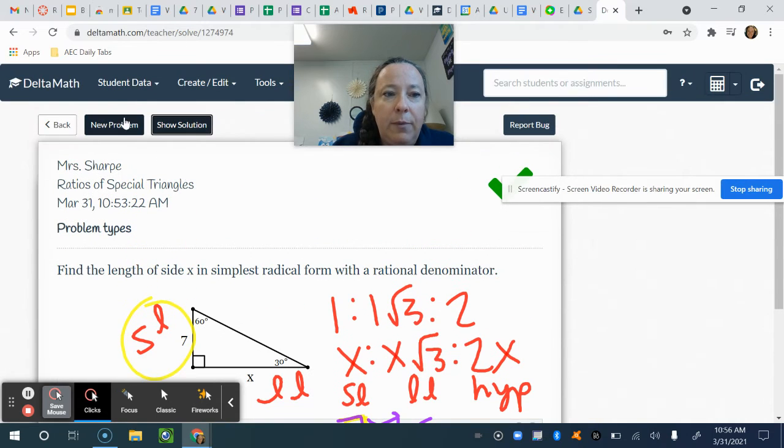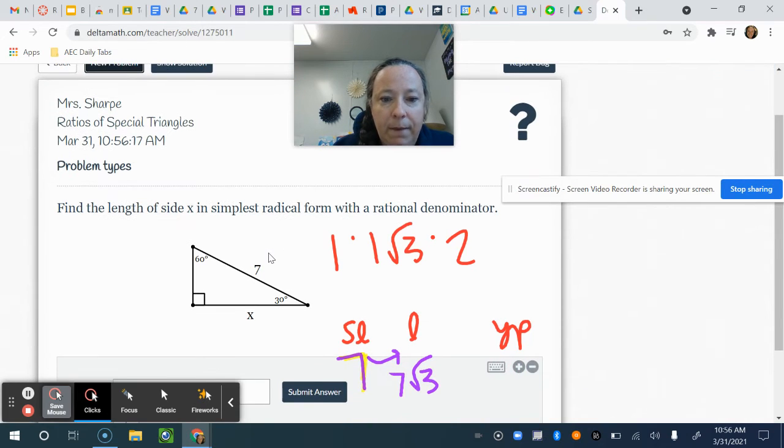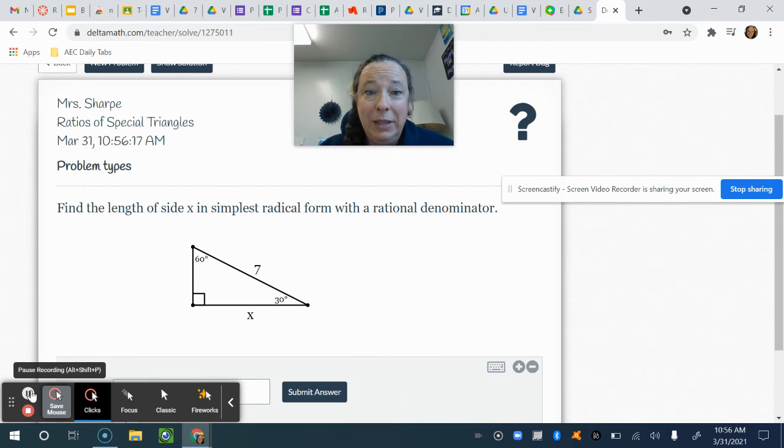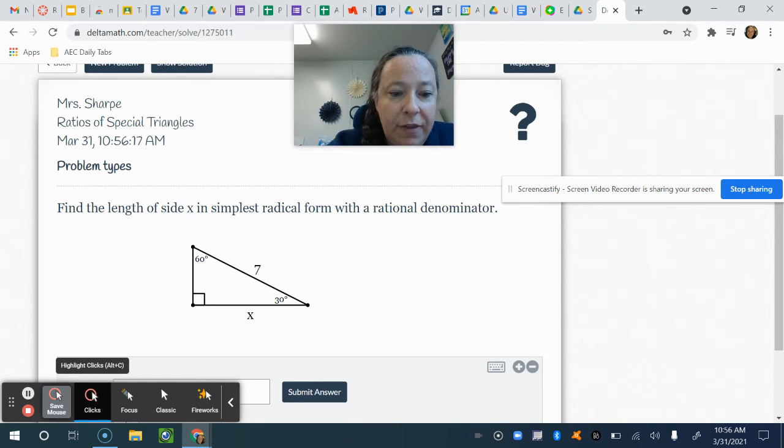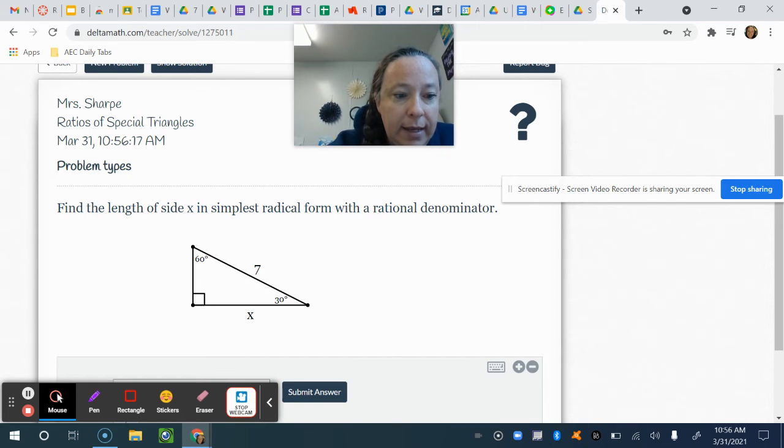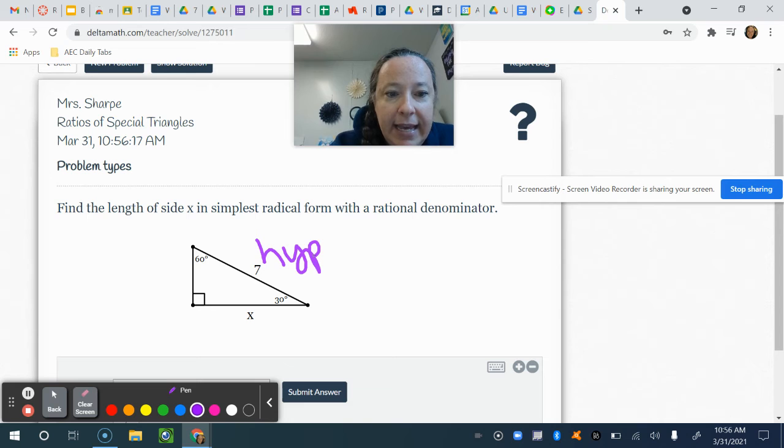Now I know in this particular example, it's super simple and we could just do this one quickly. But what about a different one? So what if I did a new problem? All right, so this one might be a little more tricky. Right here, we are given a 30, 60, 90. We have the hypotenuse, okay? So this is the hypotenuse, and this x is across from the 60 degrees. So this is the long leg, LL.